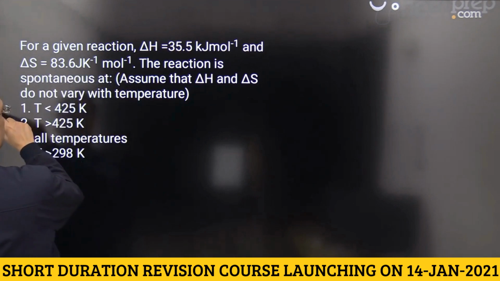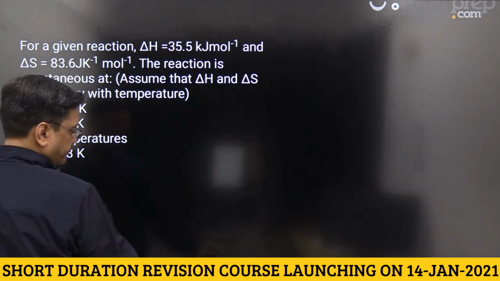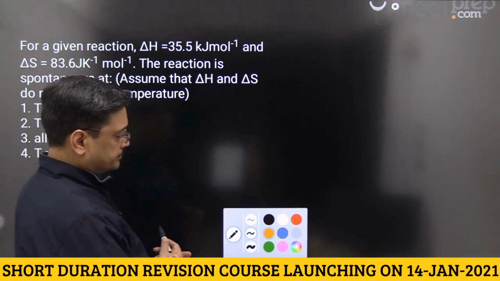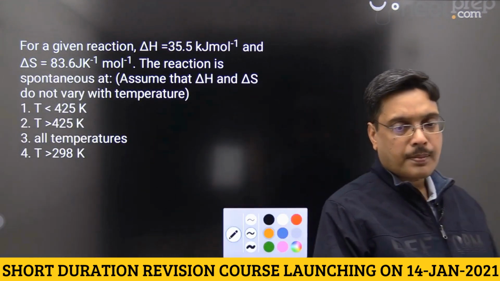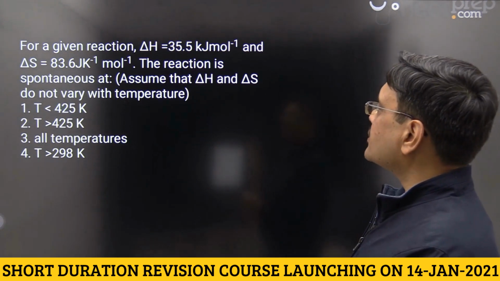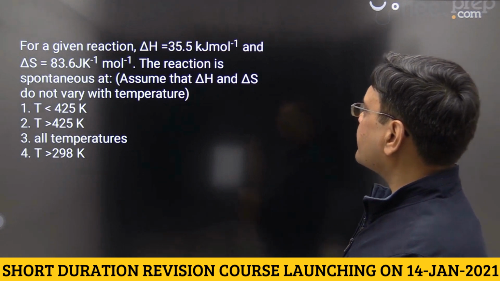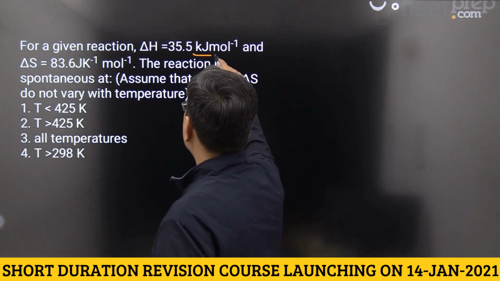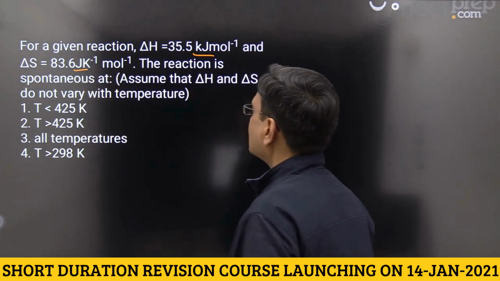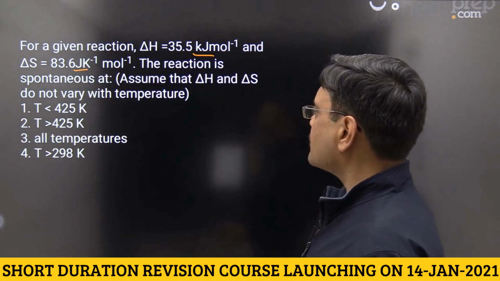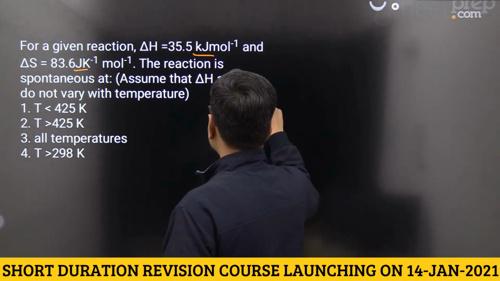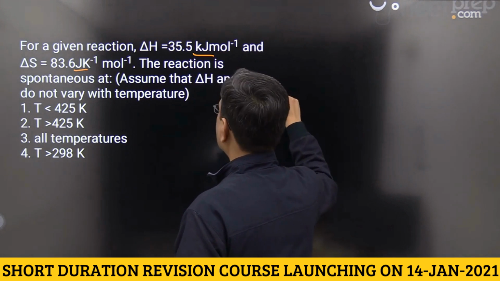Good question. Here calculation must be done. See, for a given reaction ΔH is equal to 35.5 kilojoule. Here joule is given for ΔS. The reaction is spontaneous at what temperature? See here. Initially you assume that the system is present at equilibrium.